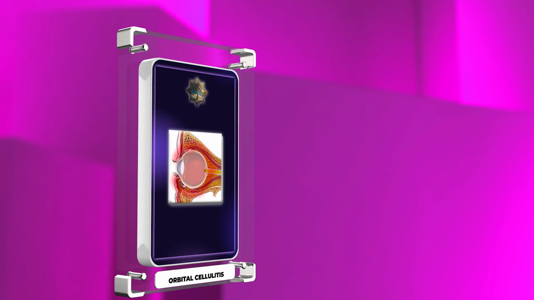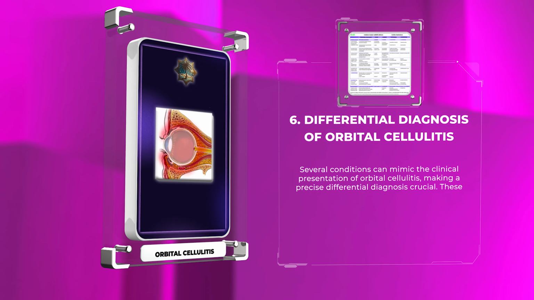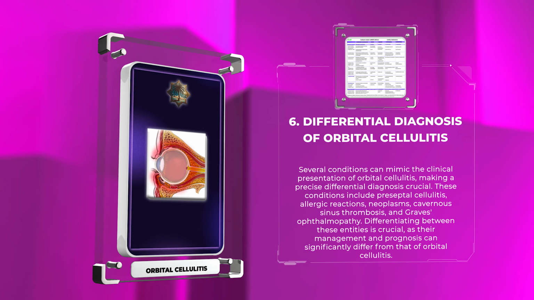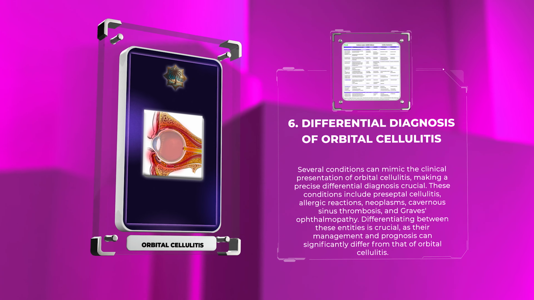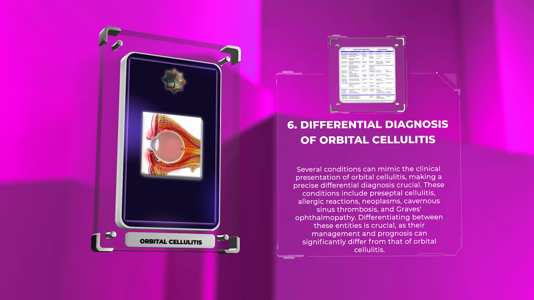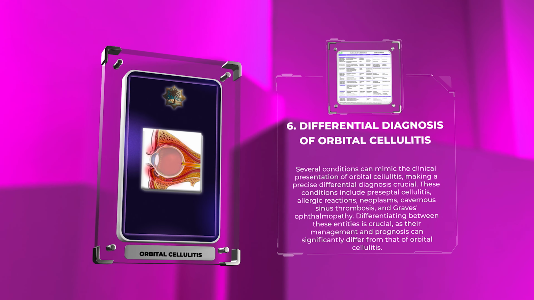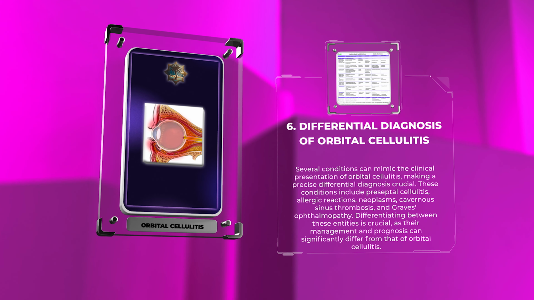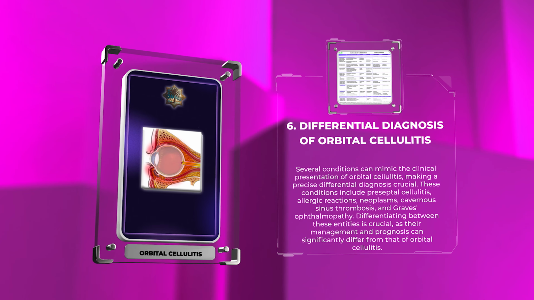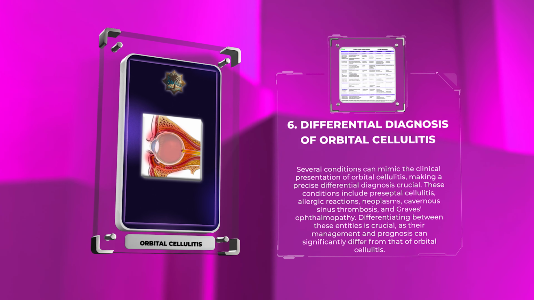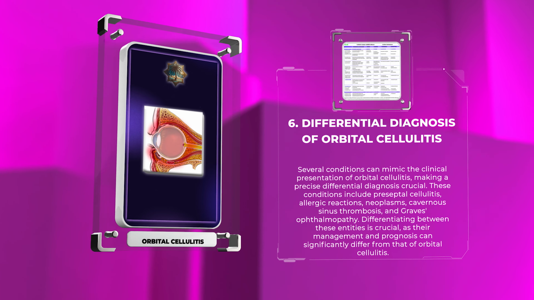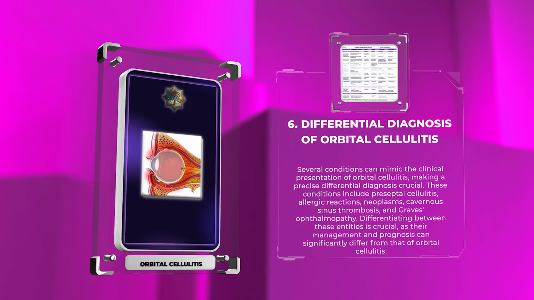Several conditions can mimic the clinical presentation of orbital cellulitis, making a precise differential diagnosis crucial. These conditions include preseptal cellulitis, allergic reactions, neoplasms, cavernous sinus thrombosis, and Graves' ophthalmopathy. Differentiating between these entities is crucial, as their management and prognosis can significantly differ from that of orbital cellulitis.